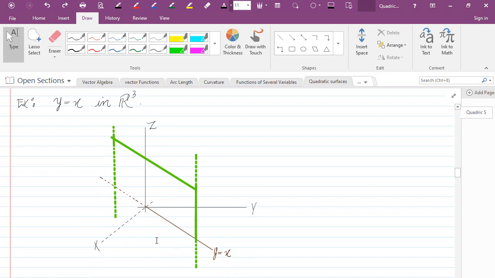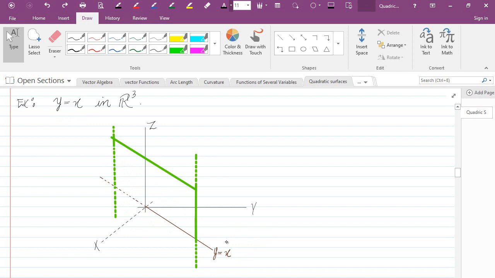Now we are looking for all the points in 3-space whose x and y coordinates lie on this line. Obviously, from each point on this line, if you make a vertical line, then we will get the points whose first two coordinates lie on this line. So the graph of this is a plane that's perpendicular to the xy plane, and it passes through the line y is equal to x in the xy plane.